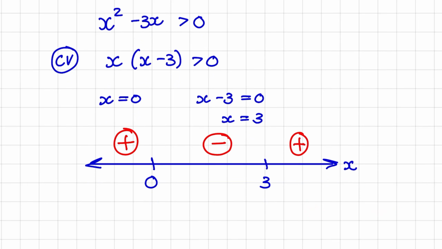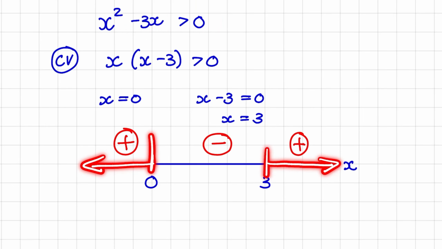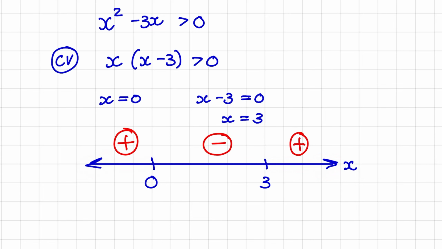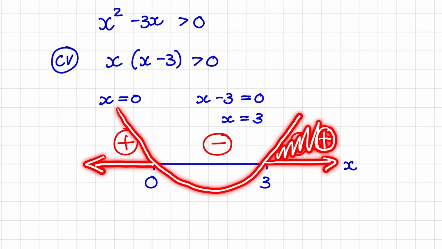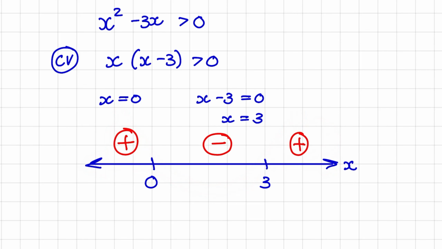So the question is, where is x squared minus 3x bigger than 0? And it is bigger than 0 in the sectors on the number line where we have the positive signs. So everything to the right of 3 and everything to the left of 0. And if you know how to plot the parabola, you can see that after 3, the parabola would be positive or above the x-axis. And to the left of 0, the parabola would also be positive or above the x-axis.